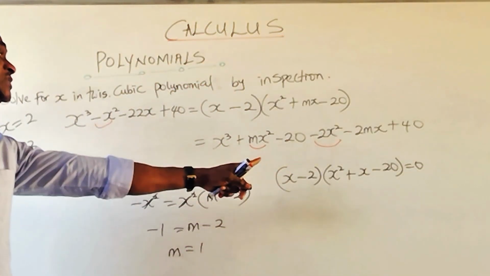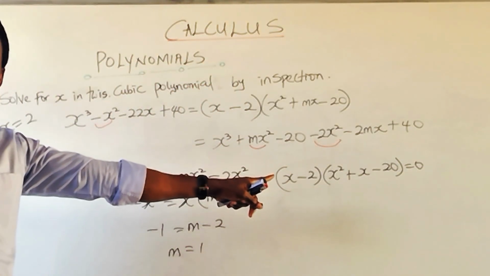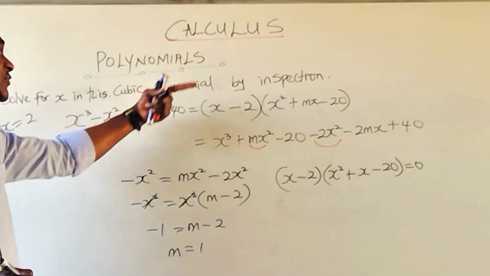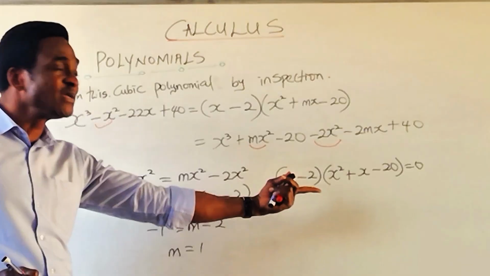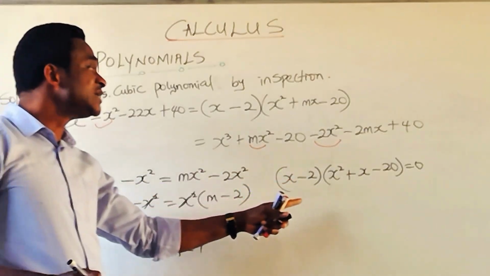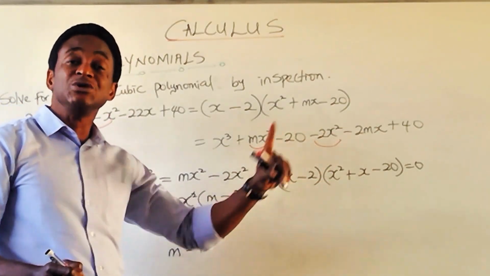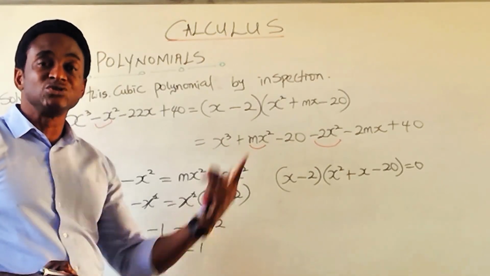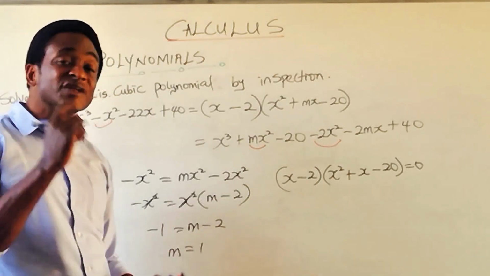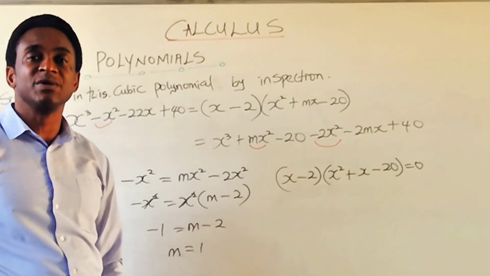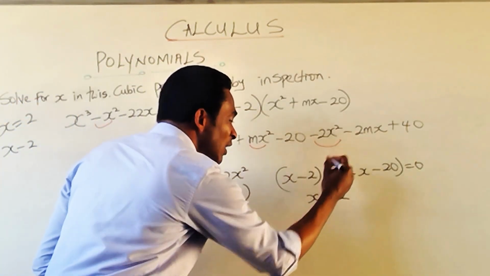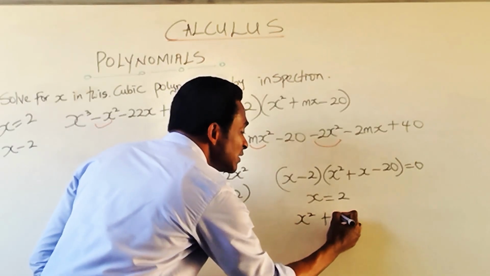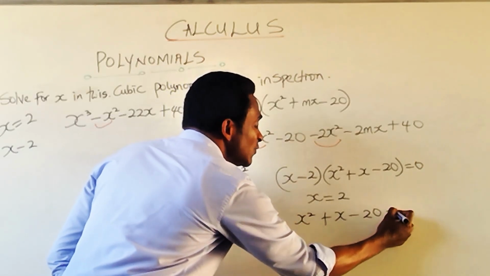So I can continue solving my expression from there. I have used the inspection method to break it down, then I will check if this is factorizable. If it's not factorizable, I will use my quadratic formula to get the three values of x, because it is a complete function. So here, first x equals 2. On the other one, I have x squared plus x minus 20 equals 0.